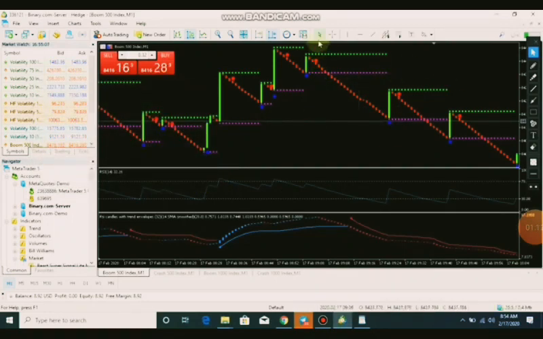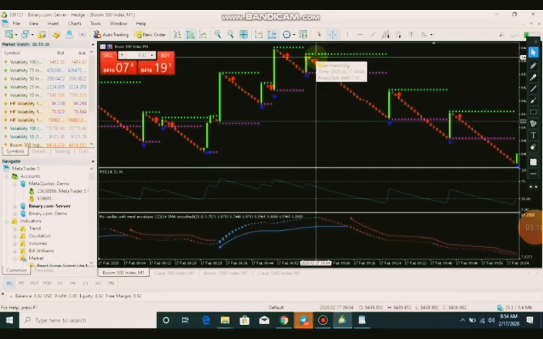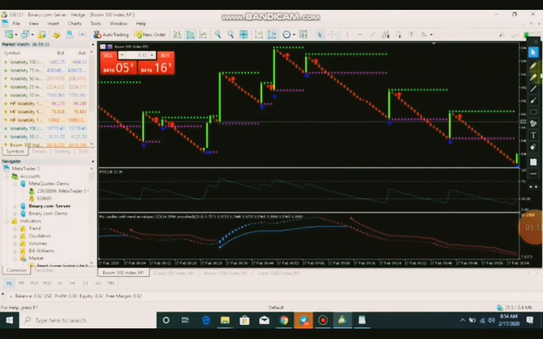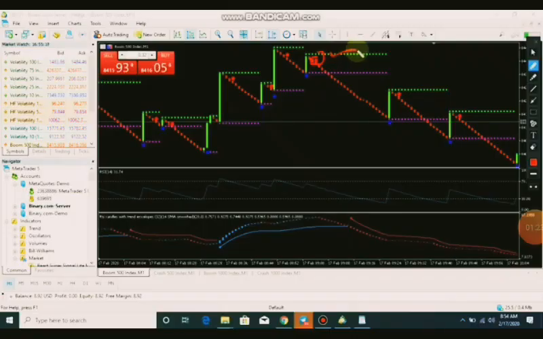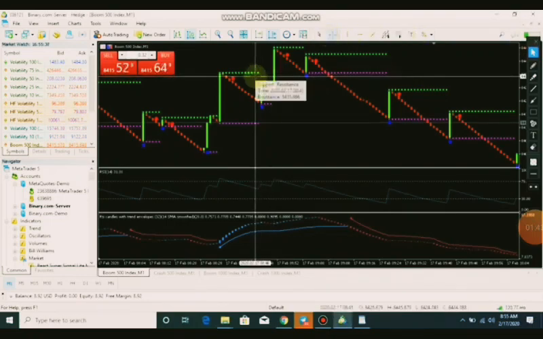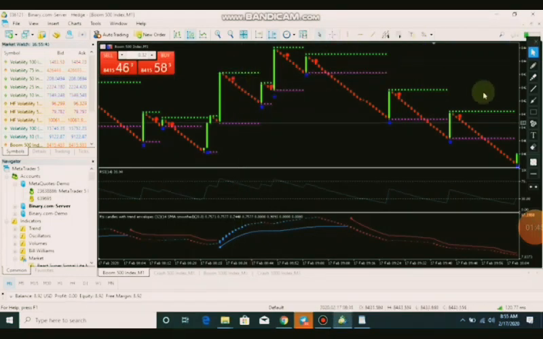Now, let's start. See the red arrow there? For Boom index, all the indicators have to be red. Then we sell. There is pointing downwards. There is red. We enter there. We enter our sell. Very powerful indicator, guys. This indicator is very powerful. Let's check some more. We trade for less than 5 minutes on each trade after the spike.